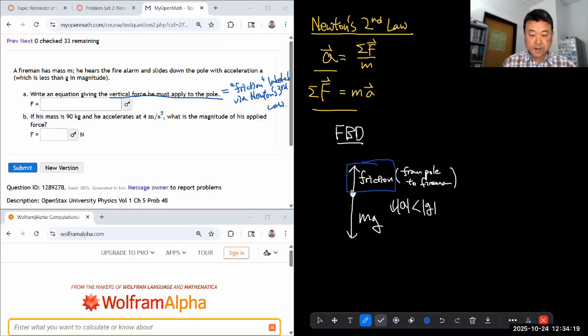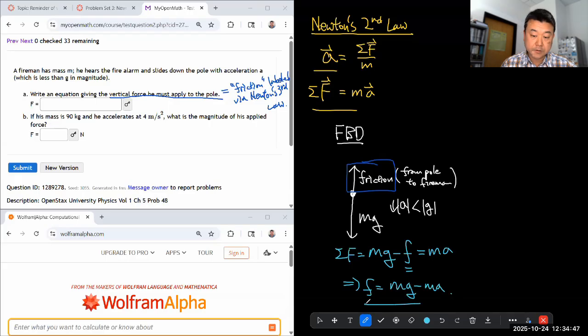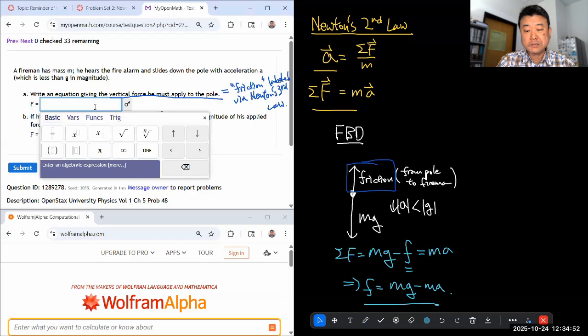So let me finish writing down Newton's second law equation here. The net force is, let me say the downward is positive, mg minus the friction force. That should be equal to mass times acceleration. They are asking for basically this force here, so let me solve for that. The friction force should be equal to, move that over to the right, move the ma to the left, mg minus ma. So I think that's the expression, at least if they're asking for a magnitude, a positive answer. I think they are, but I don't know.